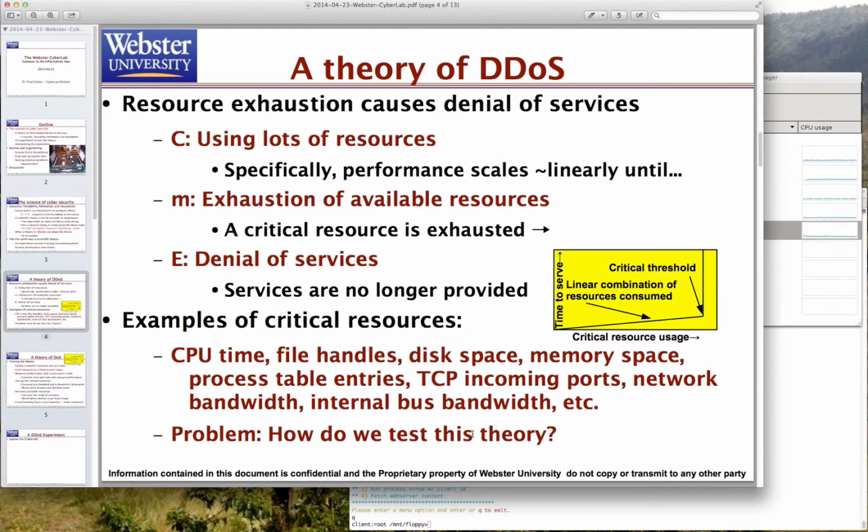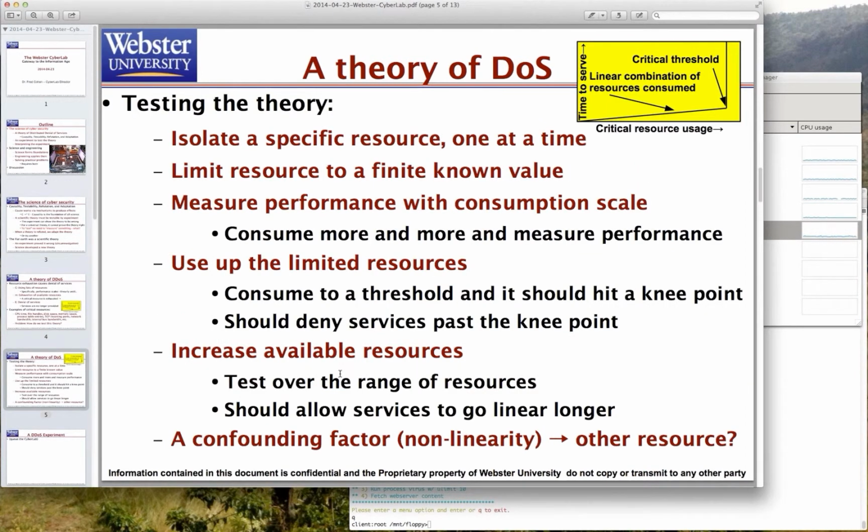So that's the theory. And there are examples of these critical resources: CPU time, computer time, file handles, disk space, and so forth. There are a lot of different resources used in computers, and by using up any of them, you can cause things to slow down or stop. So the problem we have is, how do we test that theory?